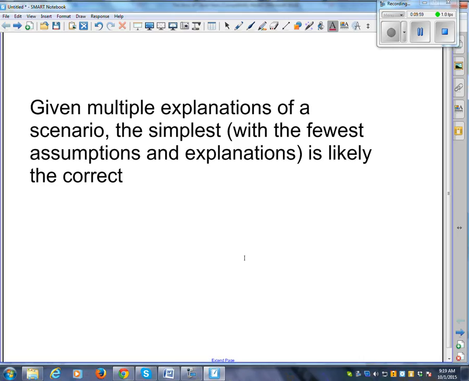Now, is going with your gut always the best? Let's look at the next one here. Next page. Your first thought is not always the right thought. This is called Bayesian thinking.